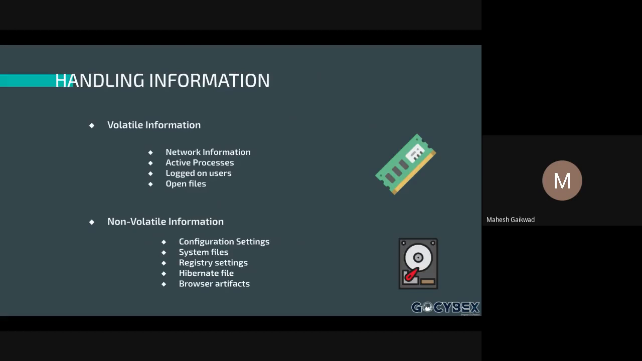Now handling information. There are two types of information, that is, two types of data which can be stored in the memory: volatile and non-volatile. Volatile, what word can we put for it? It is not that stable. Volatile means not stable.